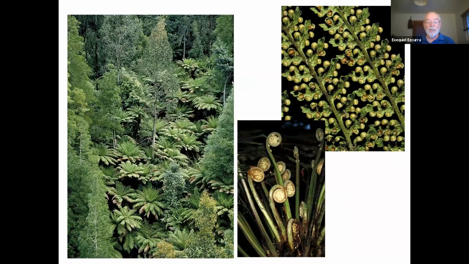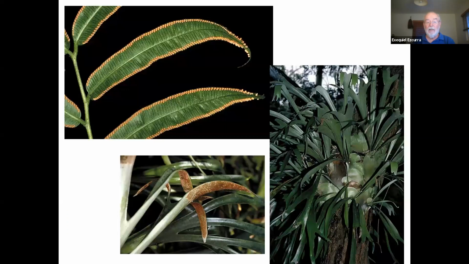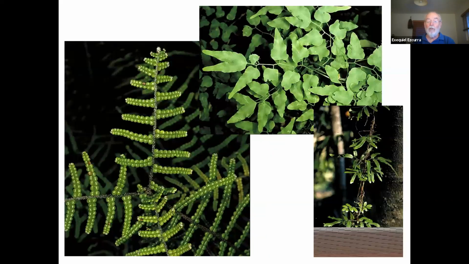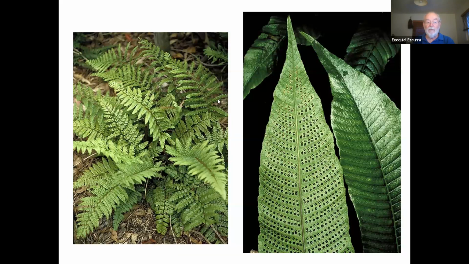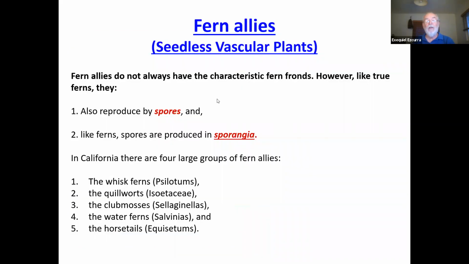All these are just examples of different ferns. Just wanted to appreciate the incredible diversity of frond shapes and of sporangia. Sometimes the sporangia are on the edge, sometimes in the center, sometimes organized along long lines, sometimes in sori. Okay, that is all you need to know about ferns. Now we're almost done.